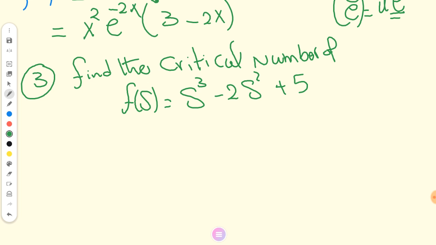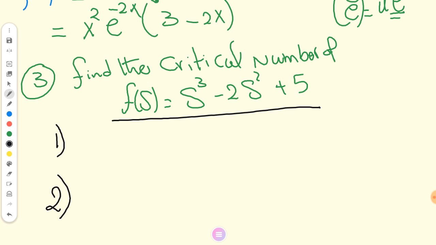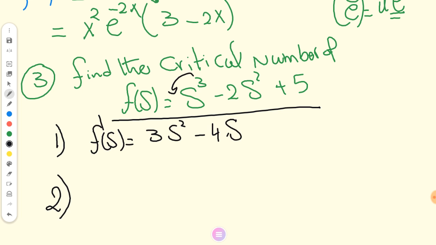In this case, as I explained before, when we find the critical number, we do it in 2 steps. The first step, find the derivative. Since we are talking about a polynomial function, I find only the zeros of the derivative. What is the derivative of this function in s? Power rule: 3s squared minus 4s. That is the derivative.